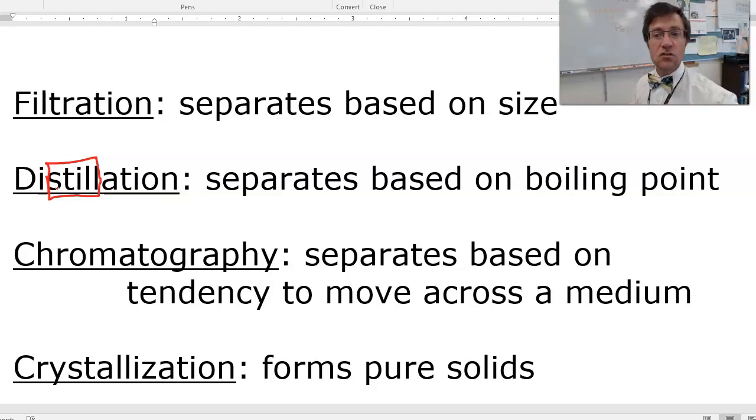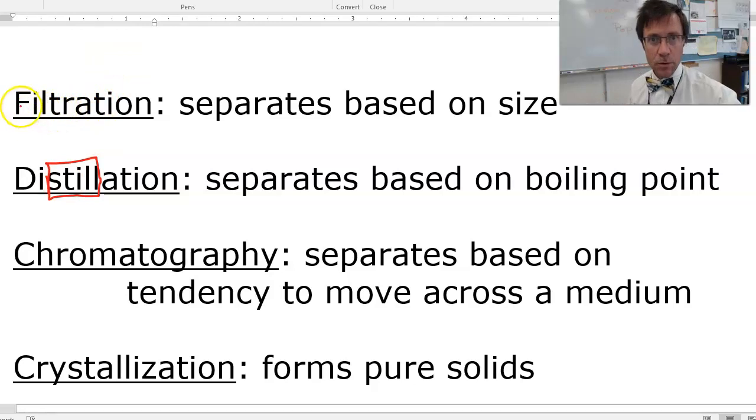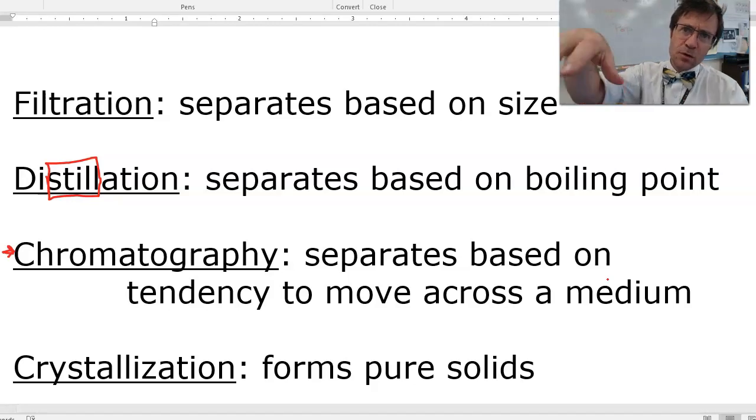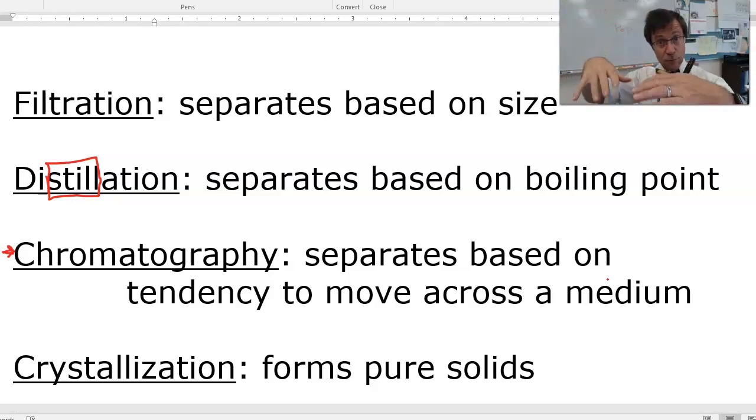The other one is chromatography. So there's filtration, separating by size. Distillation, separating by boiling point. And then we have chromatography. Now, this is a kind of weird one, but this is how we separate things based on their tendency to move across a medium. I know you did this with Krekel the other year, where you take ink and dip it in some solvent and the ink spreads across a piece of paper and you see all the different pigments that go in it.